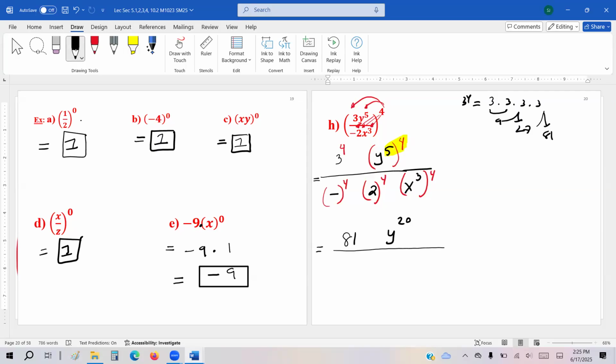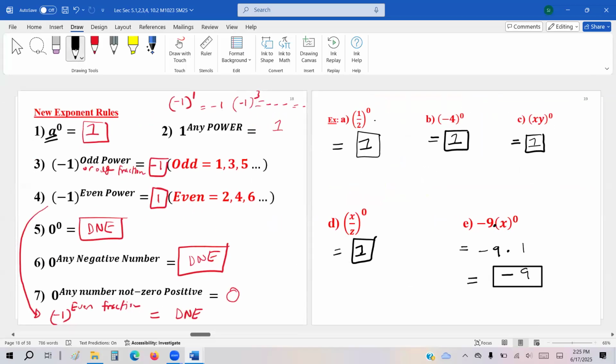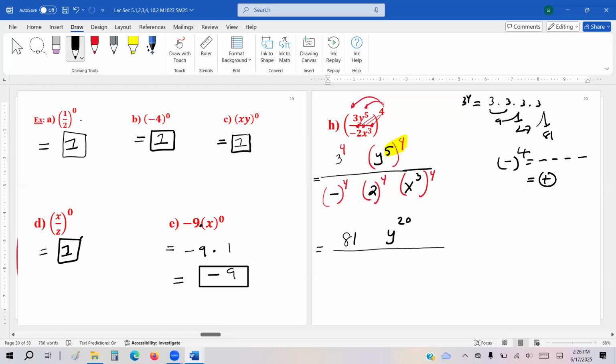Eliza, what do you do with negative to the 4? It means you're multiplying negative 4 times. Negative to the 4 means negative, negative, negative, negative. See the rule here? If you multiply negative even times, it turns into positive. So negative to the power 4 means positive. 2 to the power 4 is 16. 2 times 2 times 2 times 2.